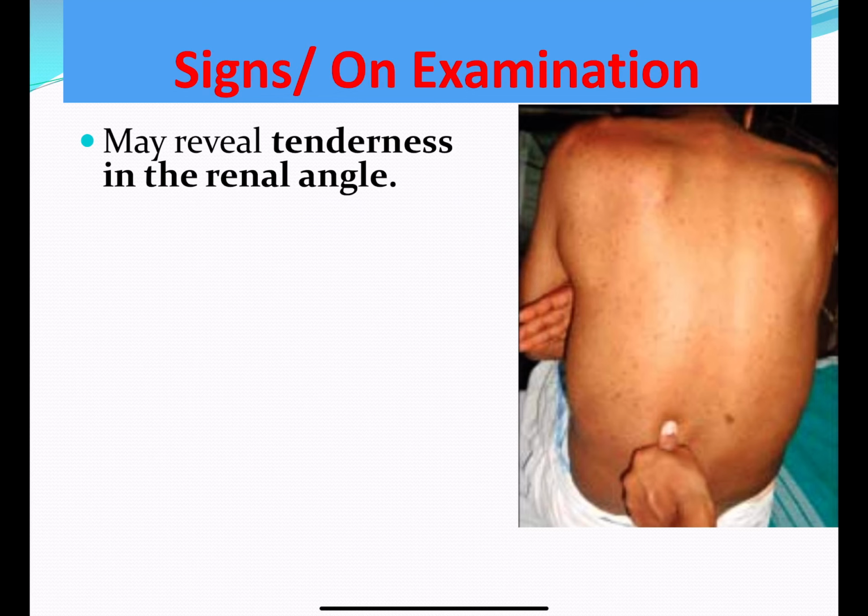Sign is not found, but yes, we can find the tenderness or pain along the renal angle. This is the vertebral line. You can see this may be the 12th rib. This is the renal angle. We have to palpate with a thumb, and the patient may say he has a pain or she has a pain whenever you palpate this area. Okay, this is known as renal angle tenderness.